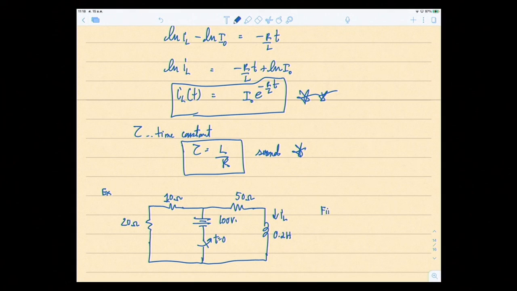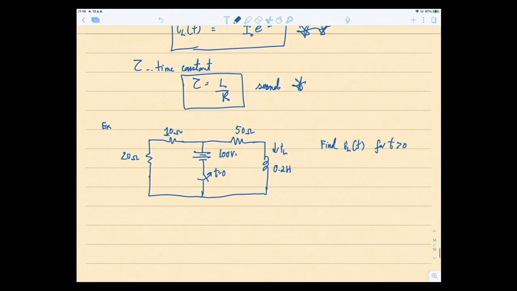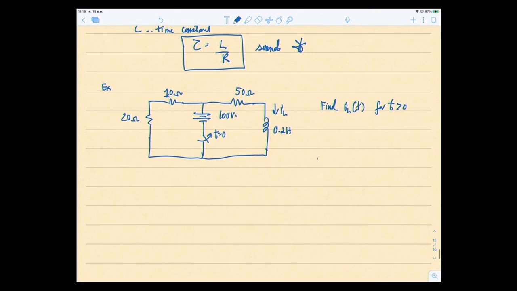Okay, find IL of t for t greater than 0. Oh, I actually forgot something. I forgot to do the review before this. Let me do the review now for the inductor. I did it for the capacitor, and I didn't do it for this one. Let's do the review for the inductor before we solve the problem.